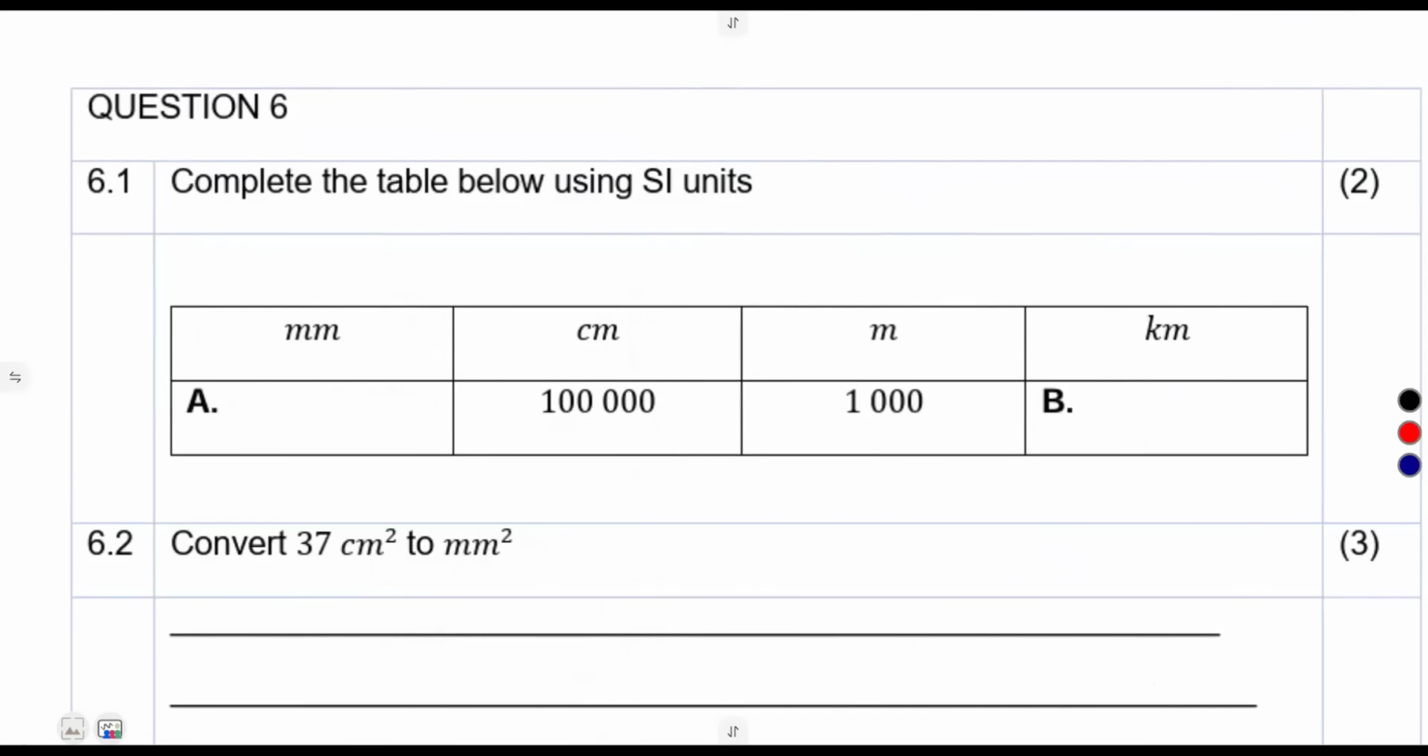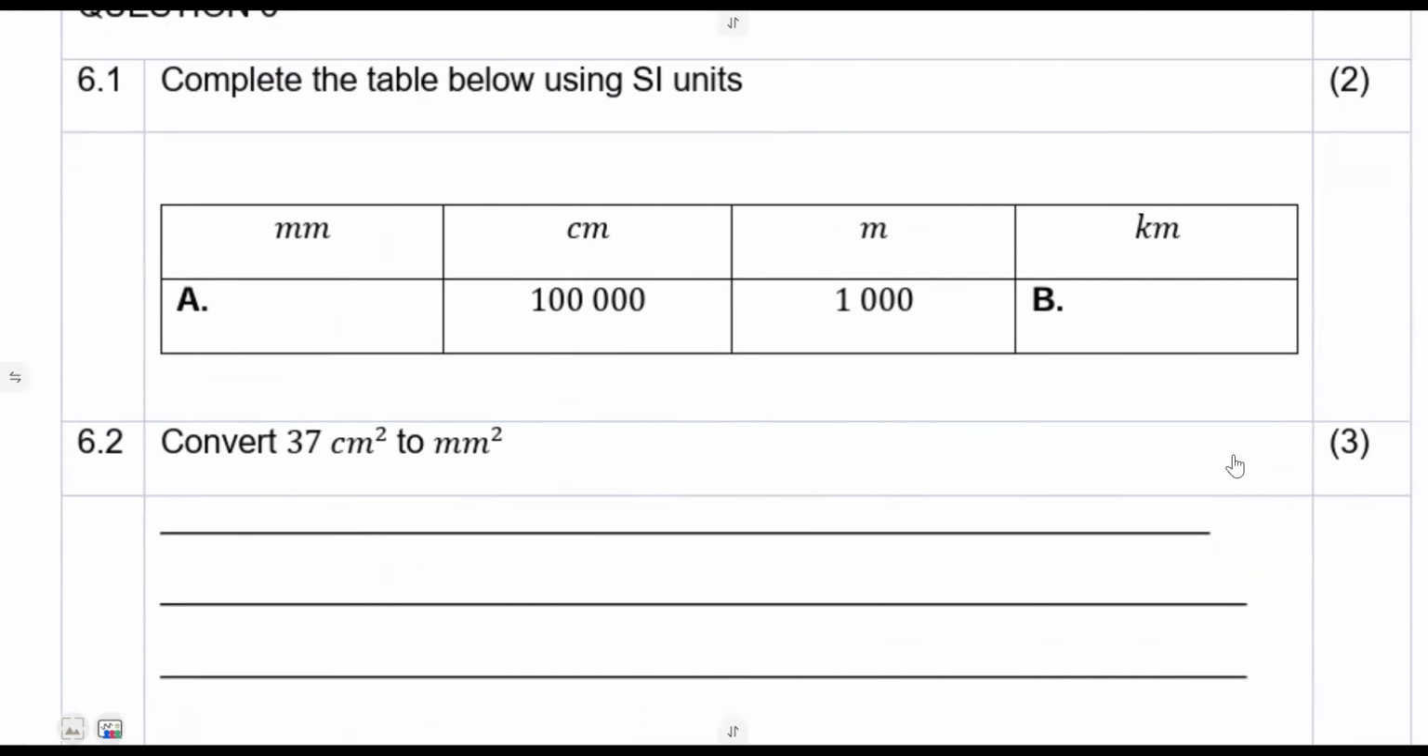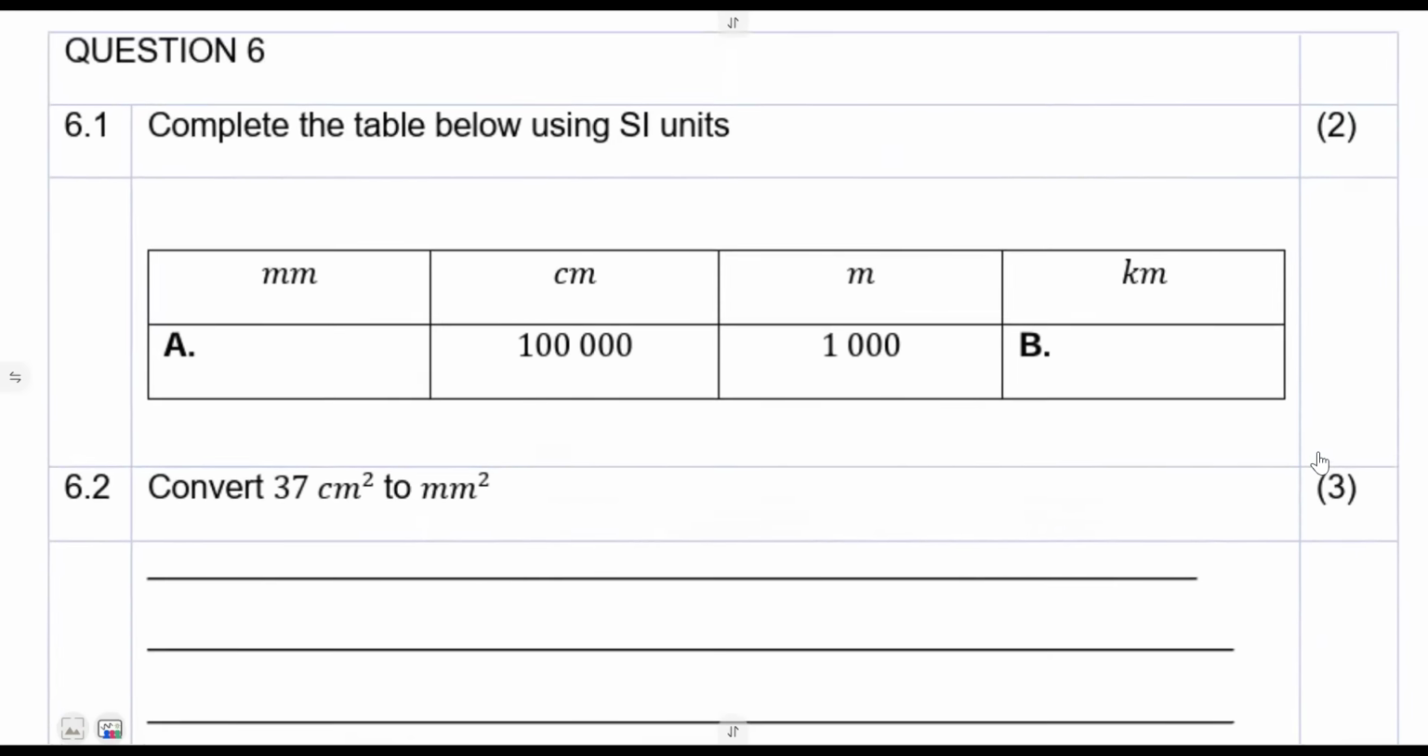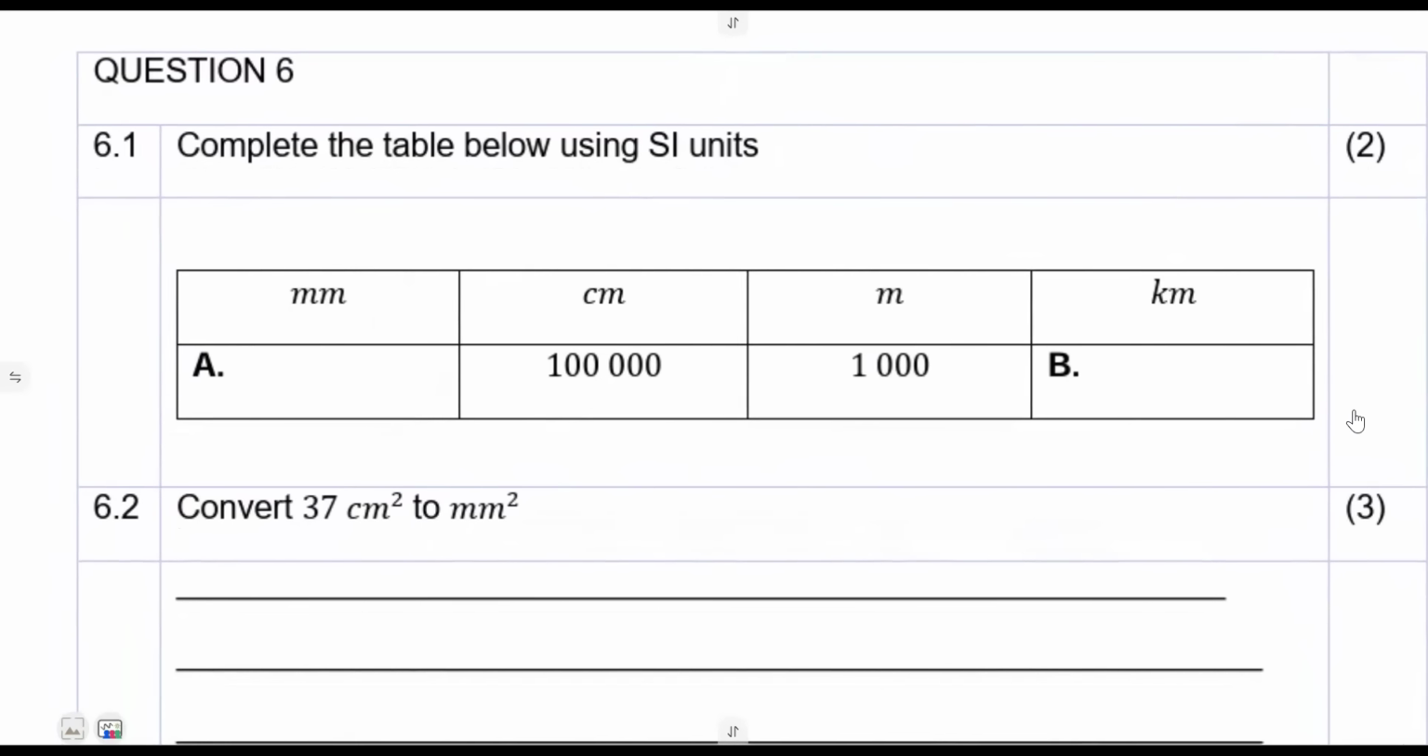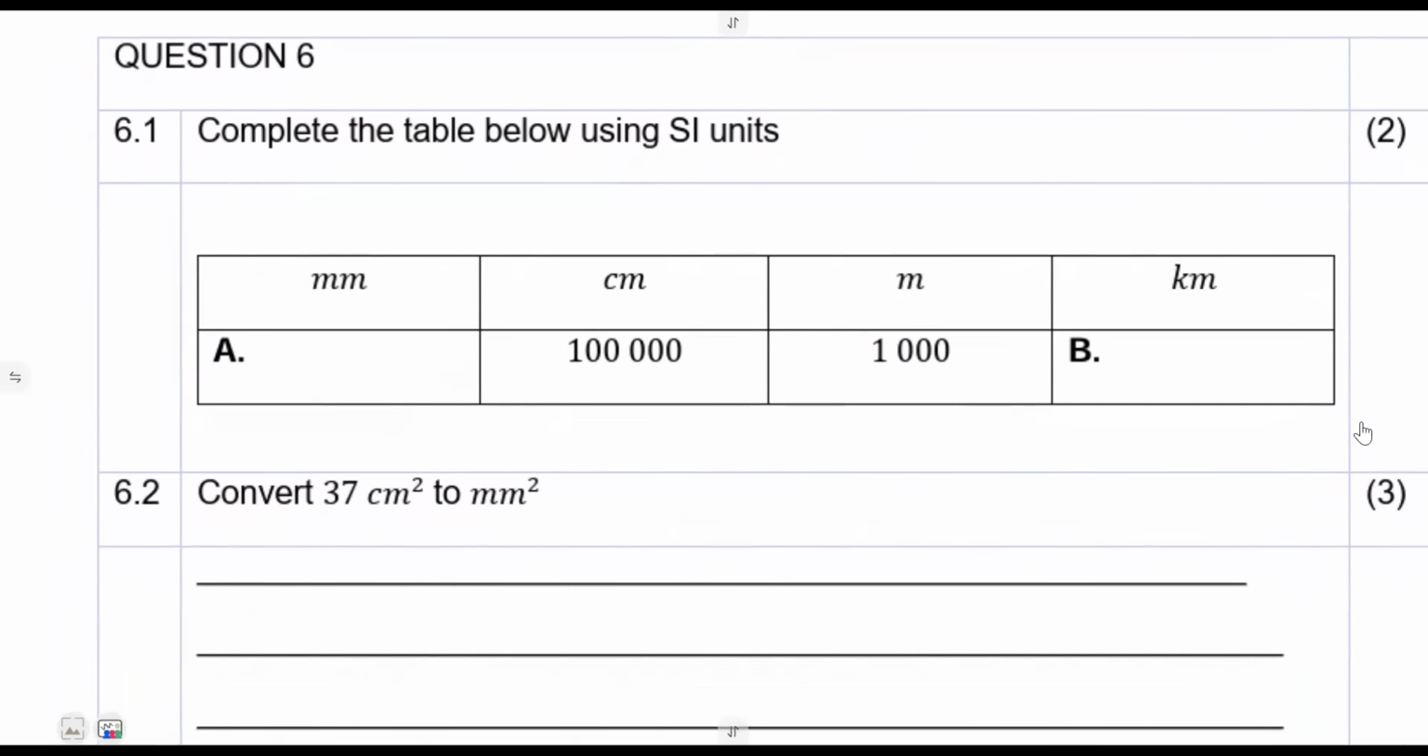Then question number 6: complete the table below using the SI unit. So that is millimeters, centimeters, meters, kilometers. So we do not have anything that is meaningful, but we just have to relate to what we are given. Remember, in 1 meter, we have got 100 centimeters.